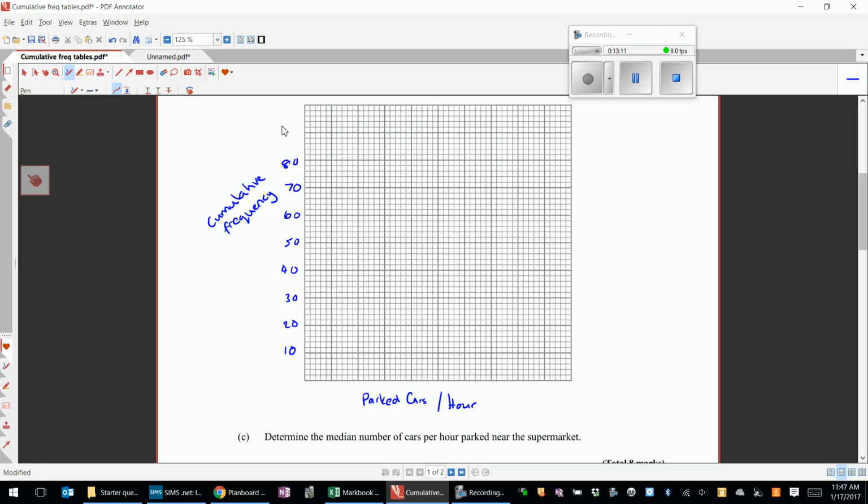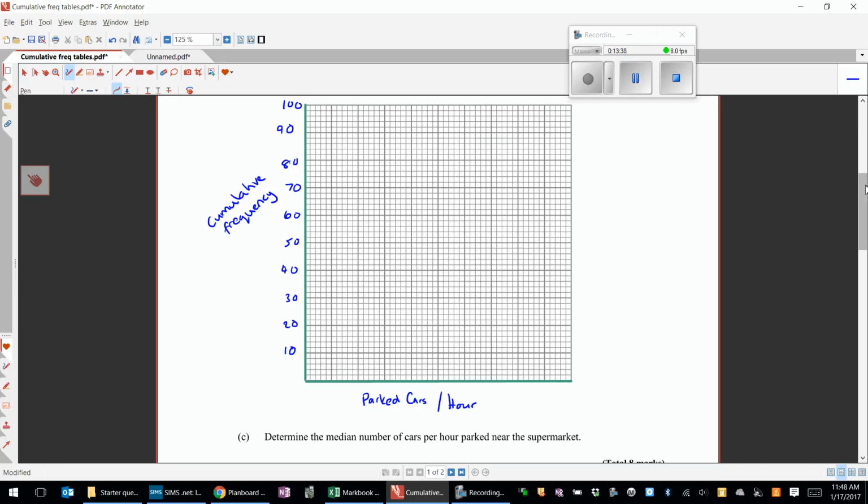Now in that case, each little square is going to be worth how much? 2. Good. Okay. Draw my axis there. Now what goes along the x-axis? Which numbers? 0 to 99.